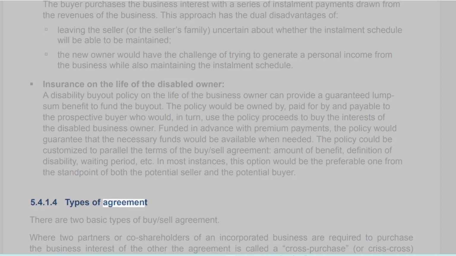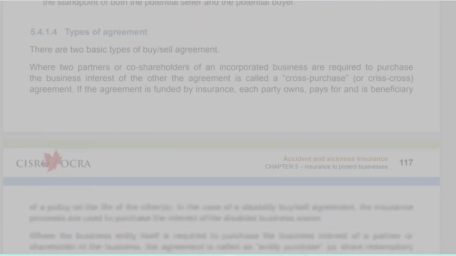5.4.1.4 Types of agreement. There are two basic types of buy-sell agreement. Where two partners or co-shareholders of an incorporated business are required to purchase the business interest of the other, the agreement is called a cross-purchase or crisscross agreement.